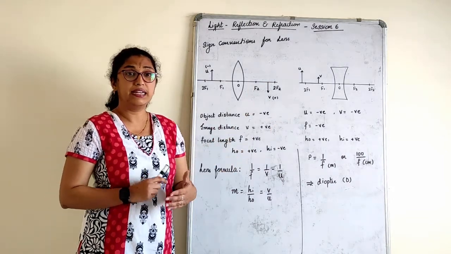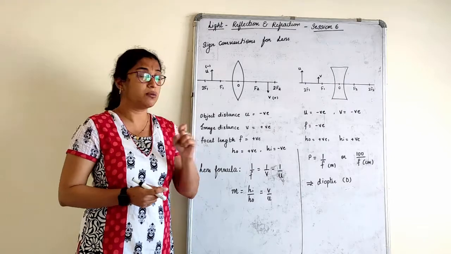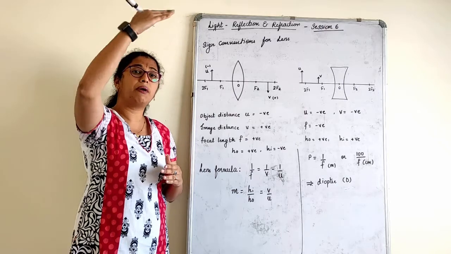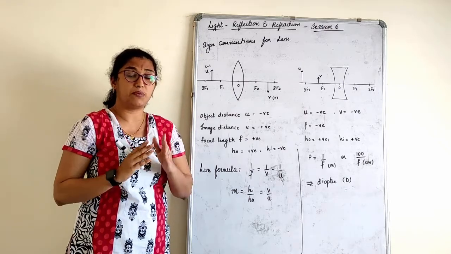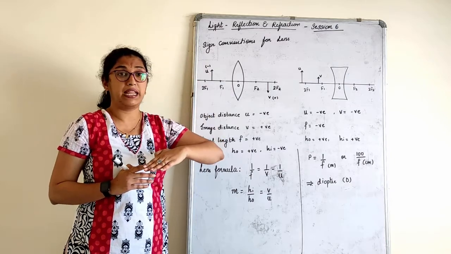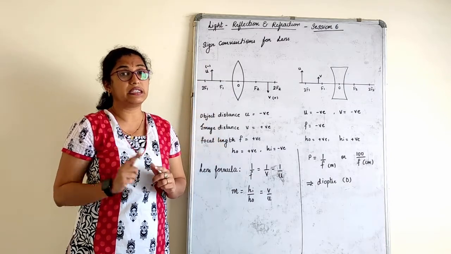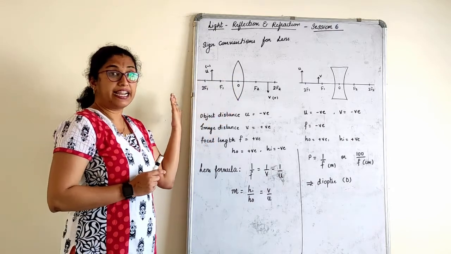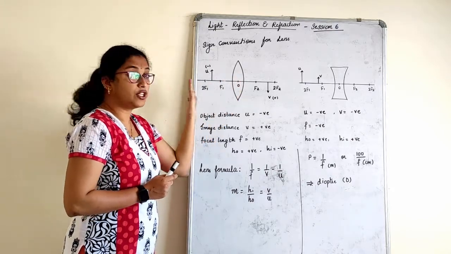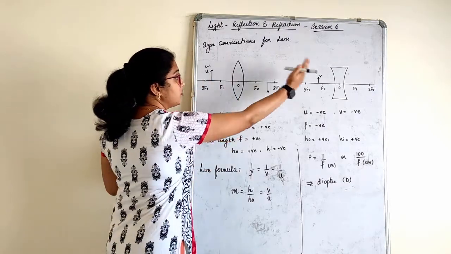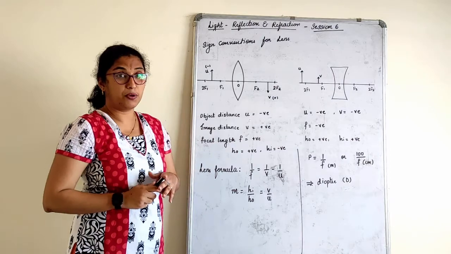for the mirror. Again, to repeat, all the measurements are done from the optic center. Anything above the principal axis, perpendicular to it, is considered positive. Anything below the principal axis, with respect to the perpendicular, is negative. All the distances to the left side of the optic center of the lens are termed negative, and to the right side are termed positive.